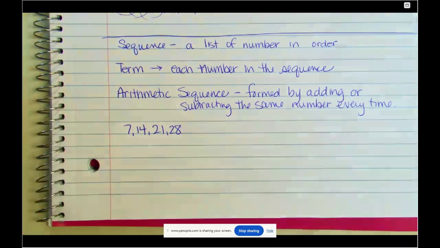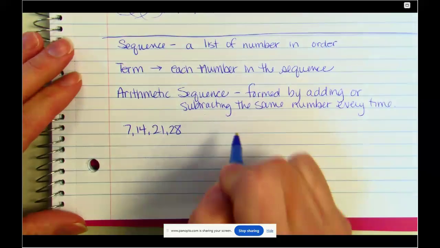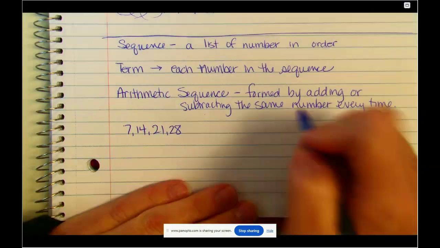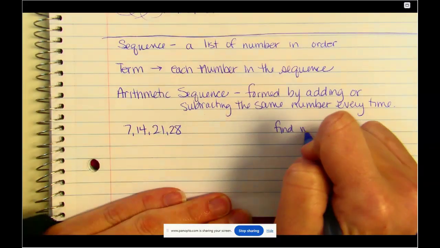Okay, so first question. Is this an arithmetic sequence? Okay. If you can say, hey, I know I'm adding or subtracting the same number, then it's arithmetic. I'd like you to find the next 3 terms.